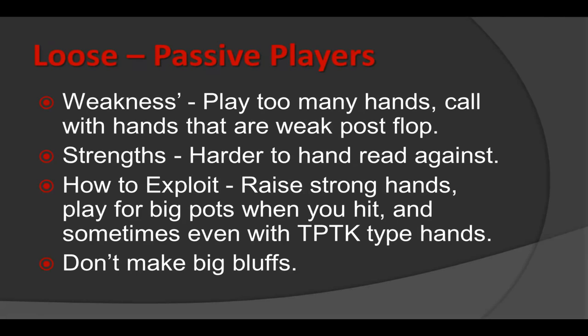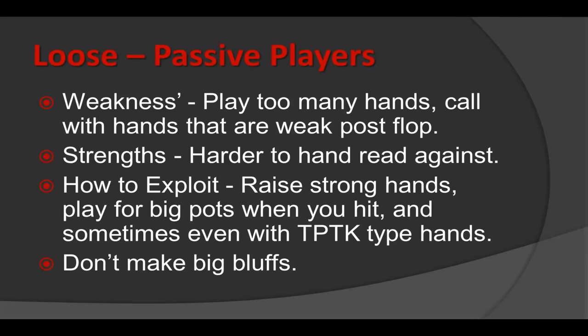Loose passive players. So the weakness with loose passive players is that they play too many hands and they call with hands that are weak post flop. They call too much essentially. So they are probably the weakest player, but I guess if they had a strength, it would be they can be difficult to hand read against because they aren't raising a lot. So it's not very effective just to call all the time, but it does make it a little harder to put them on a hand.